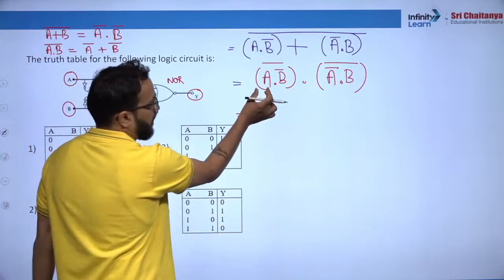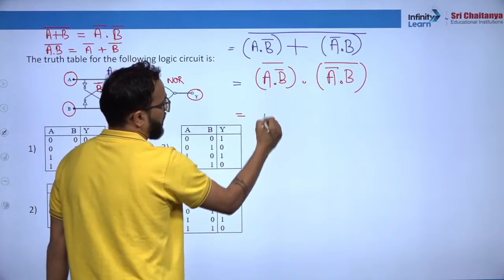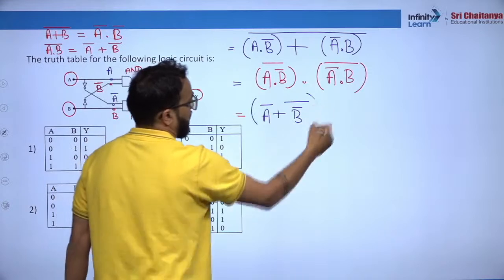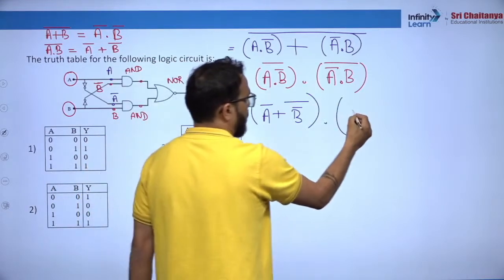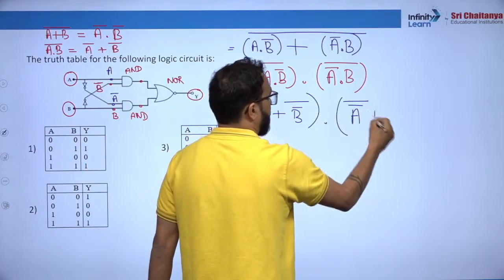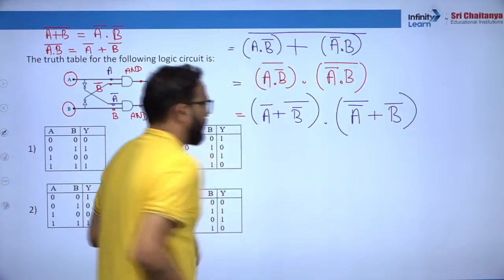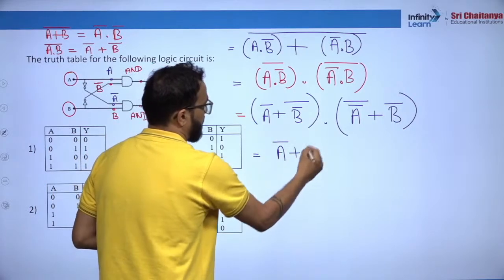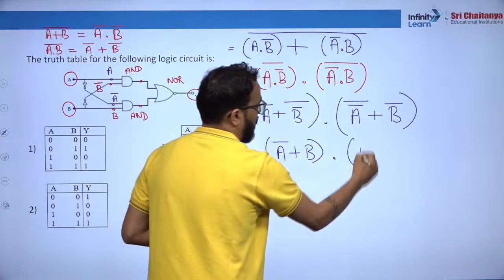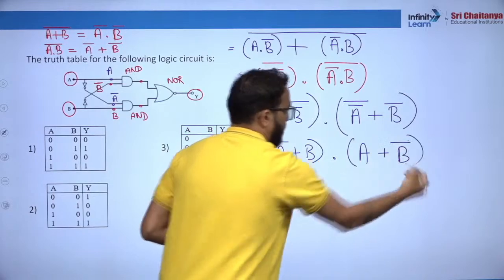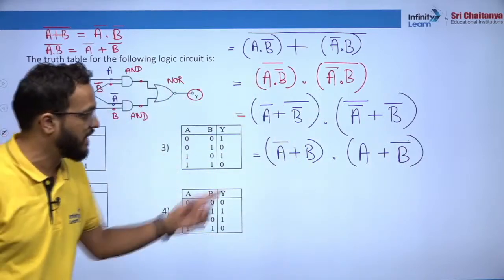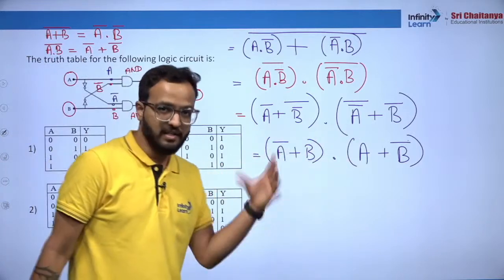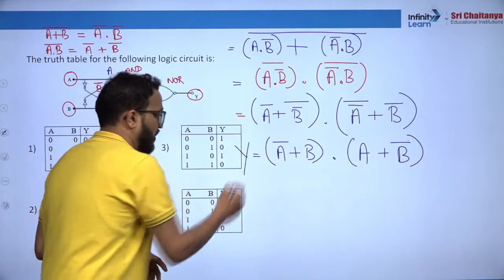We will say A dot B bar, so it will be A bar plus B double bar, and the dot was there already. So, A bar plus B double bar will be B. So, it will be A bar plus B dot A plus B bar. Did you understand? Because A double bar will be A again, and B bar. Now, this is the final answer or final result, we can say. This is Y.